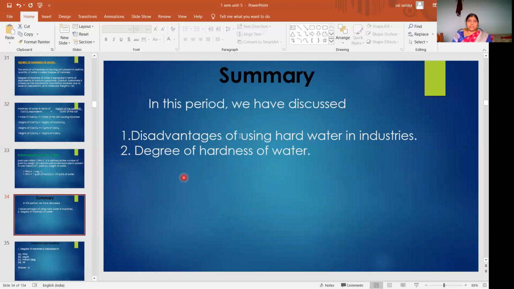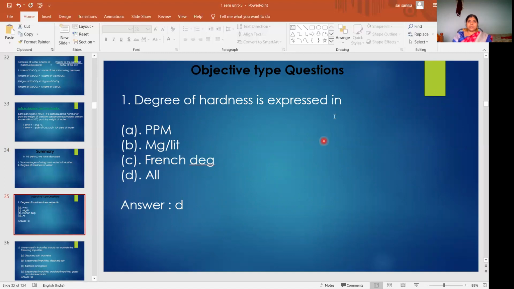Then come to the summary. What we have discussed in this period: disadvantages of using hard water in industry and degree of hardness of water. Then come to objective type questions. What type of objective type questions will you expect from this topic? Direct questions. The degree of hardness is expressed in, some units are given here: ppm, mg per liter, French degree, all. I already told you we discussed ppm and mg per liter. French degree is also there, and Clark's degree is also there. So these are also degrees of hardness. So the answer is D, all.